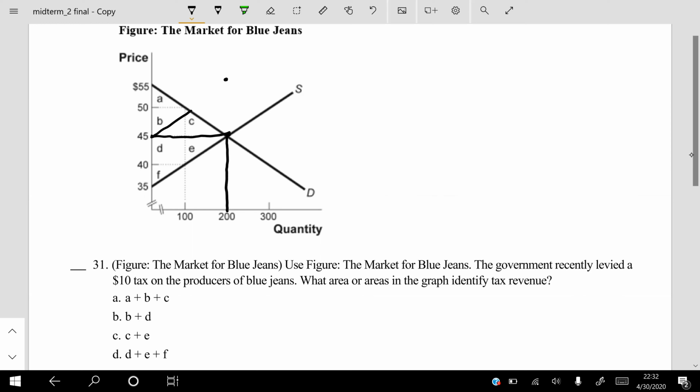20 to 45. So the supply curve will shift up. And this is our new intersection point. And so if we're selling the jeans at 50, the producer's getting 40. And so the tax is going to be this area here. So the answer is B, areas B plus D.